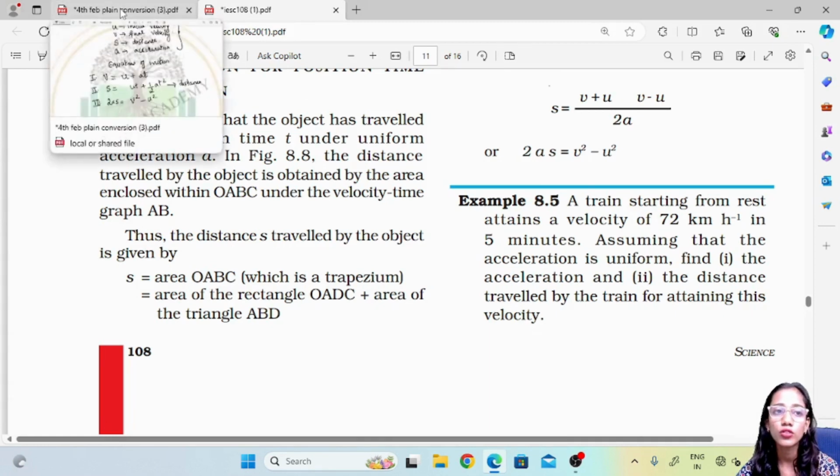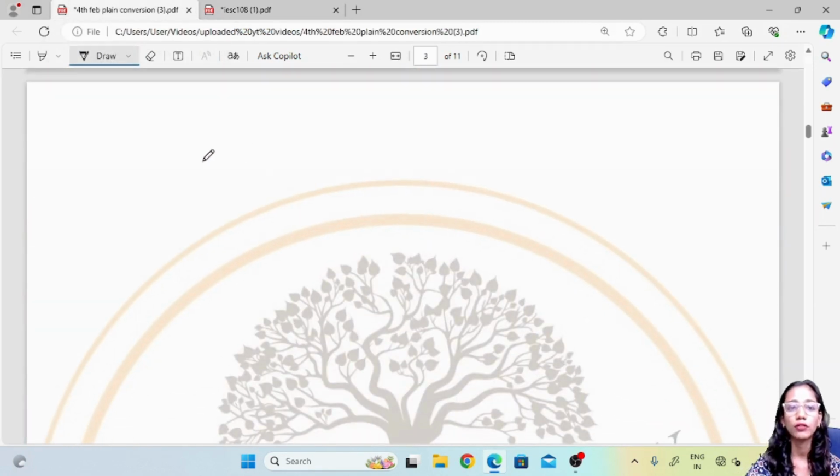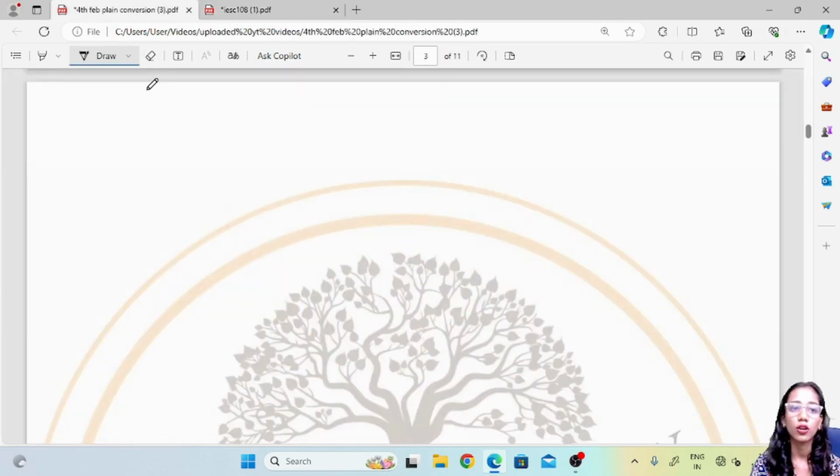So first of all, before going into solving, we have to write what is given in the question, what is given in the numerical. First information is the train starting from rest. The train is starting from rest. Rest means the initial velocity, that is u, is 0.